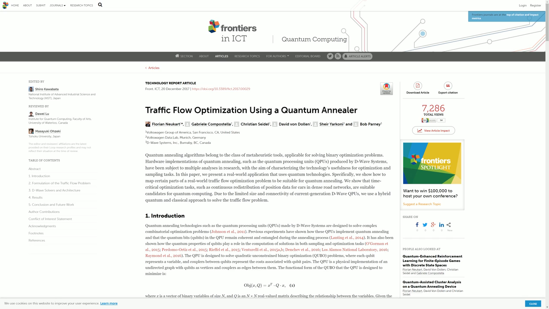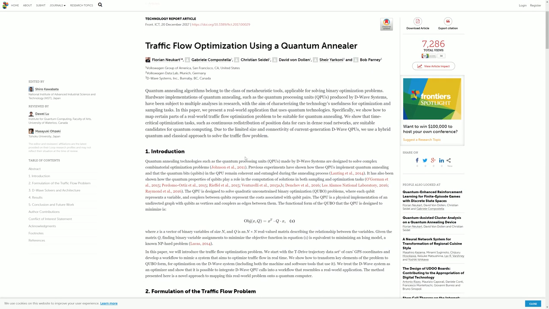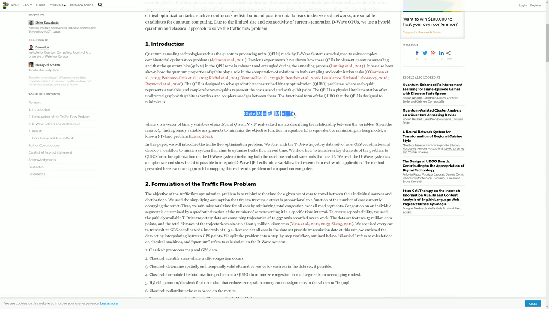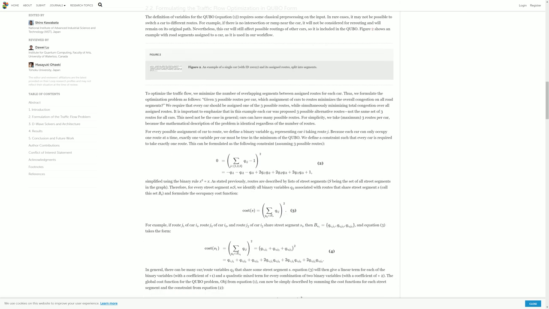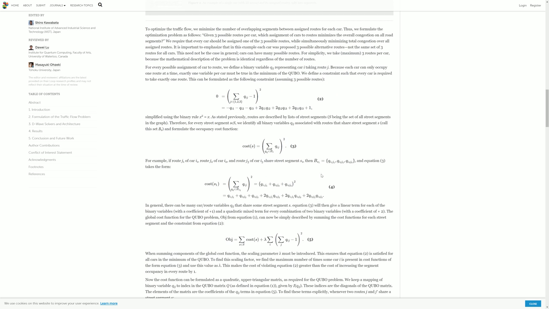Using a quantum annealer. Introduction. That would be the code. The functional form of the qubit objective that the QPU is designed to optimize. Given the matrix Q. My gosh, you need to really study quantum computing, quantum physics and stuff like that to understand this kind of mathematics. If you understand this and if you listen to this, go for it. I'm telling you, you will change the world. Do it now.